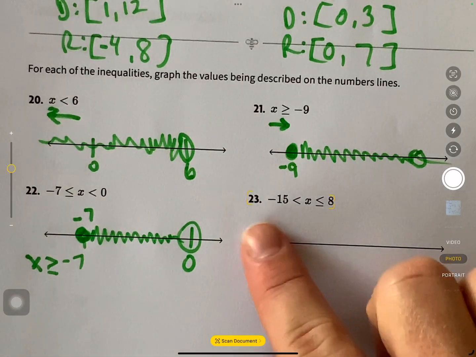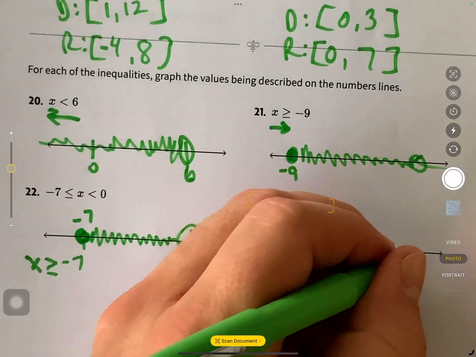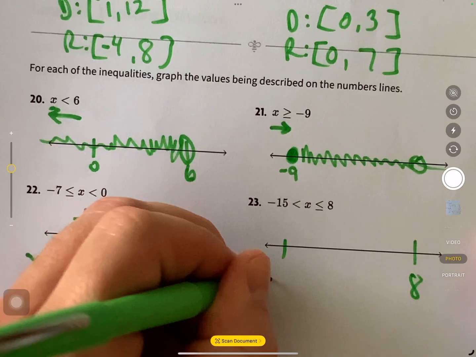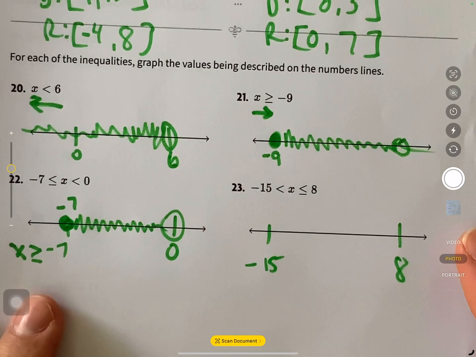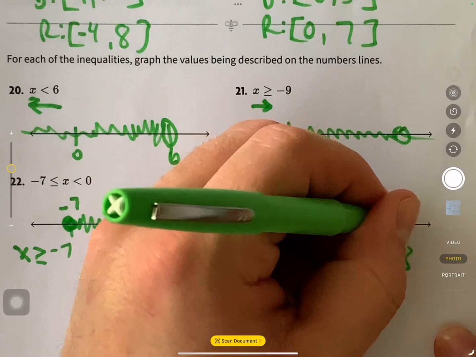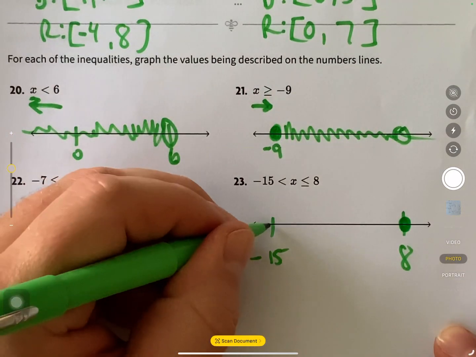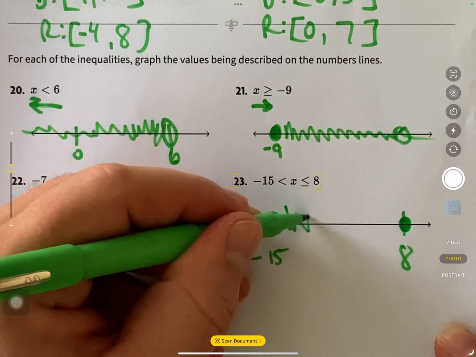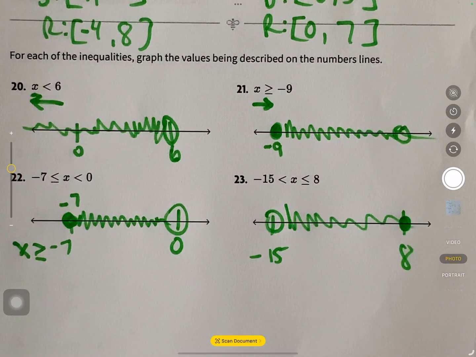And then this one is going to be pretty much the same thing, right? 8 and -15. And it looks like we have a closed circle at 8 and an open circle at -15, and we're shading in between. That's it. Okay, you can pause here if you need to see that.